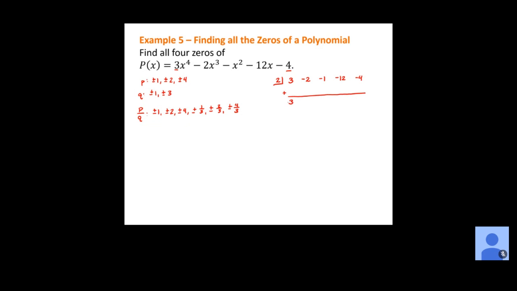Bring down your 3. 3 times 2 is 6. Negative 2 plus 6 is 4. 4 times 2 is 8. Negative 1 plus 8 is 7. 7 times 2 should give us 14. Negative 12 plus 14 is 2. 2 times 2 is 4. And that does give us a remainder of 0. Okay, so now we know that one of our zeros is positive 2.